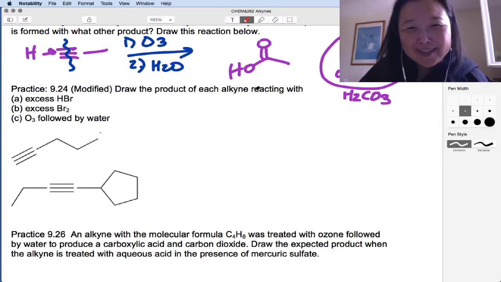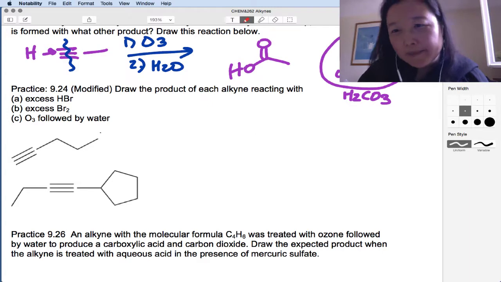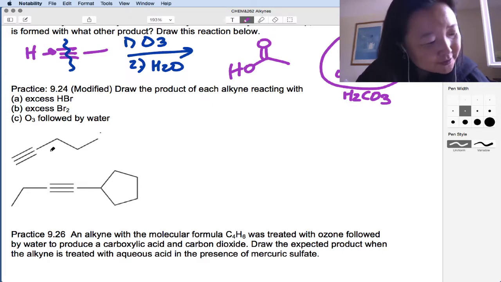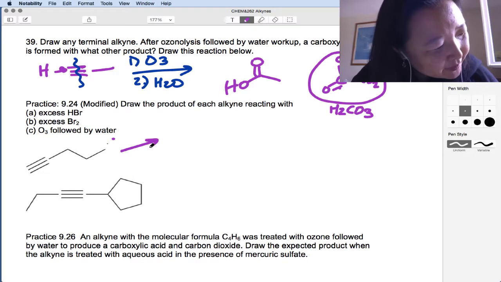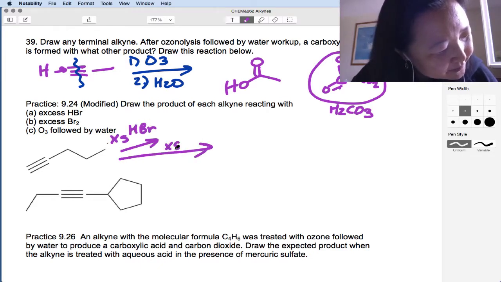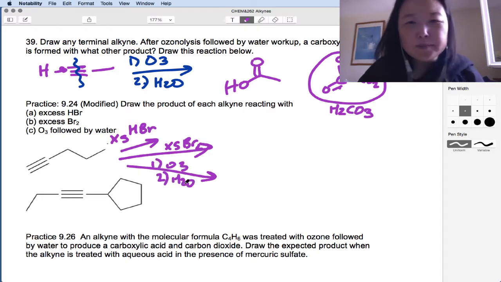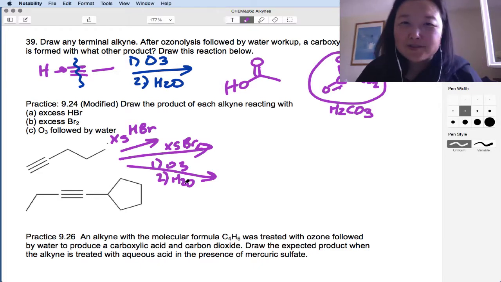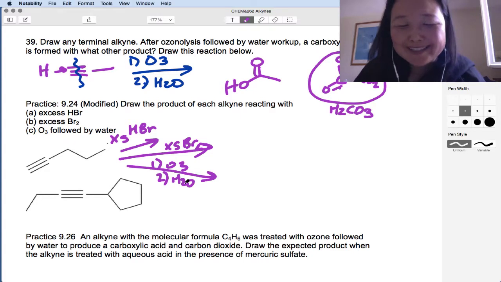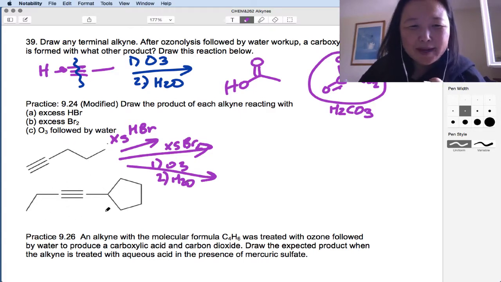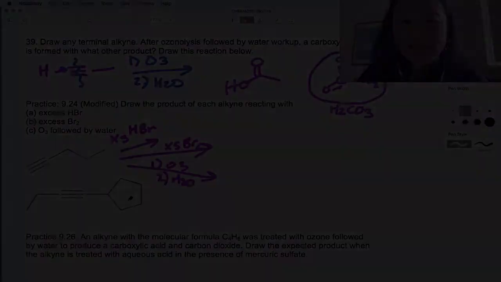Practice the product of each alkyne reacting with each of these three reagents. So in this problem, what I want you to do is take this first alkyne here and show me what you get with excess HBr, what you get with excess Br2, and what you get with ozone followed by water. And this will be a good way for you to review all those reactions. And as an extra step, practice doing the mechanism while you're figuring out what the product is. And then do the same thing with this bottom one. And let's go through it when you're done.